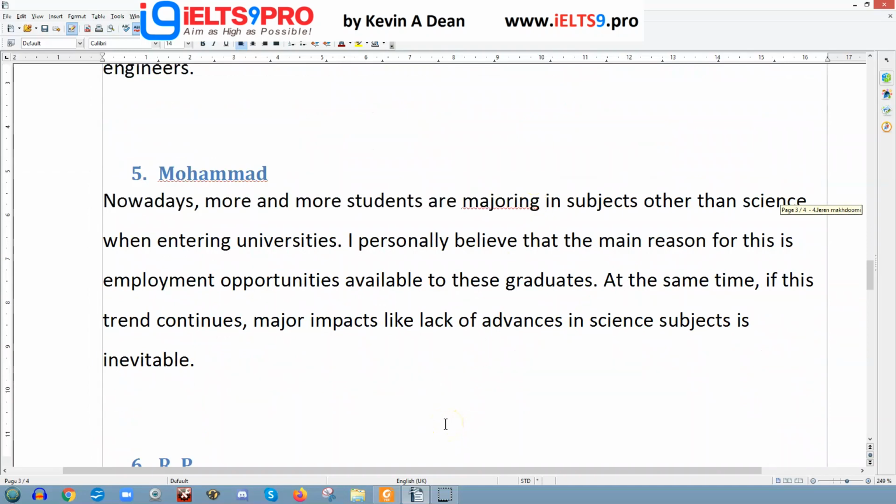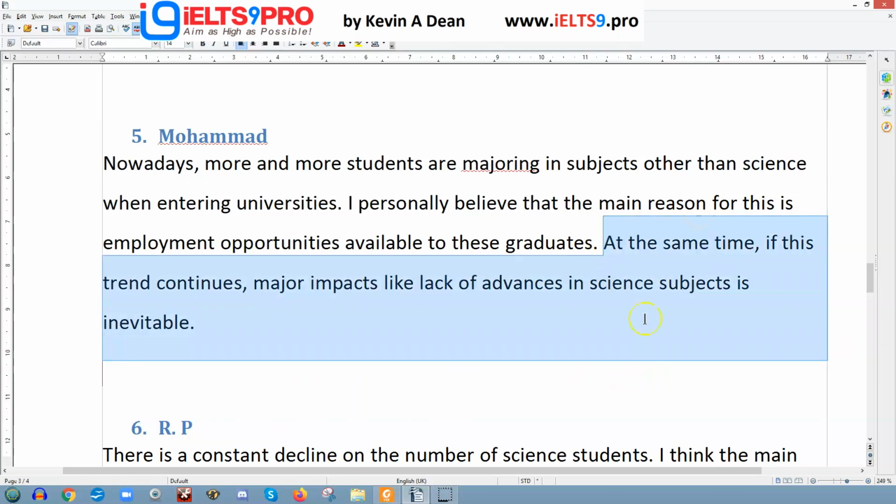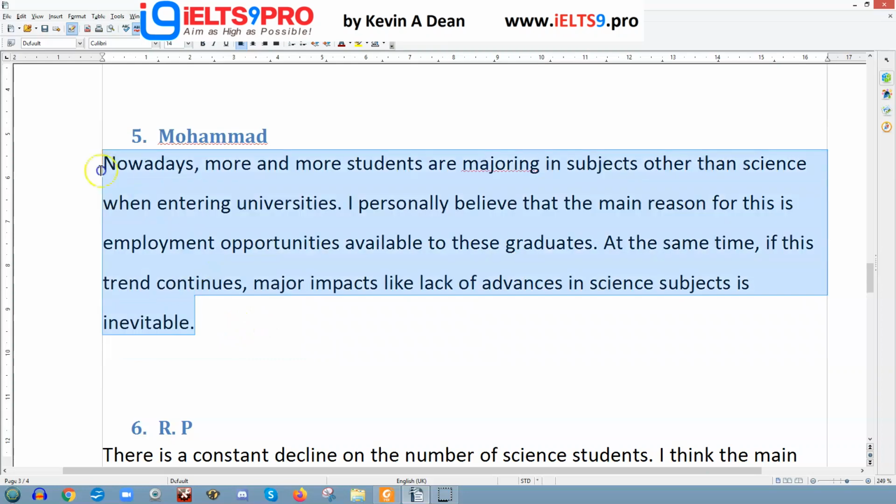Nowadays, more and more students are majoring in subjects other than science. Okay. So I can see how he's turned that round. Instead of saying less students are majoring in science, more and more students are majoring in other subjects. I personally believe that main for this is employment opportunities. Okay. Major impacts like lack of advances in science subjects is inevitable. Okay, yeah. Not too bad. Not bad at all. No further comment there.